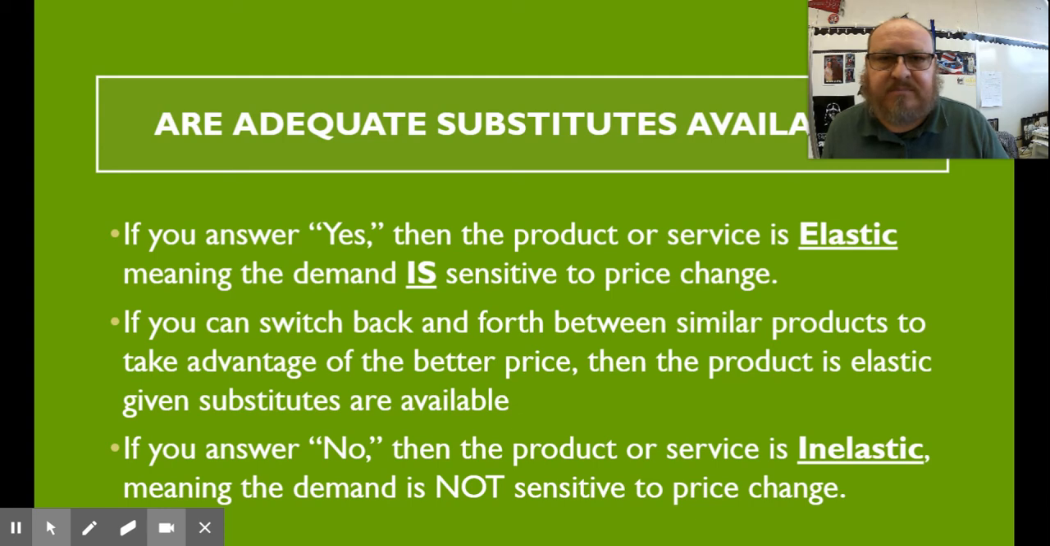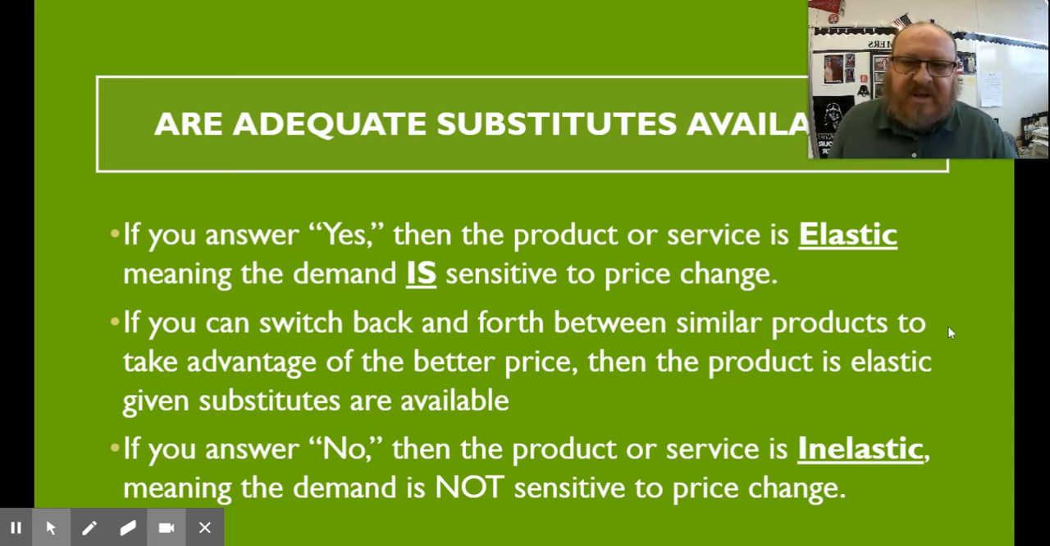So if the price of Oreo cookies all of a sudden goes up really, really high, I'm going to start buying Chips Ahoy, until Chips Ahoy prices go up and Oreos come down. Okay, as long as there is a substitute available, then I can take advantage of whichever is going to give me the best price.